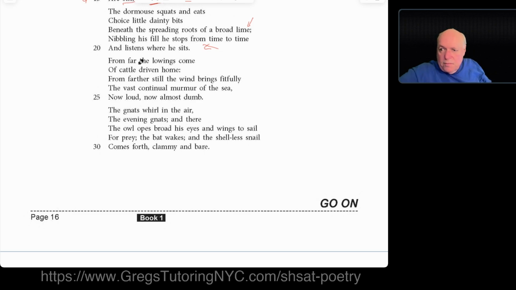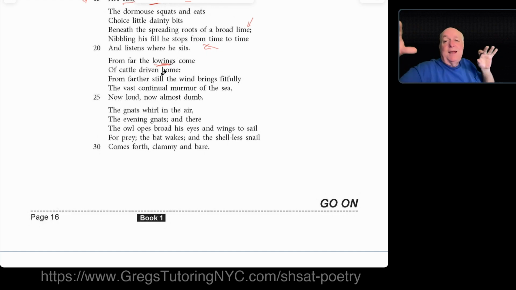"Far from the lowings come of cattle driven home." Lowings is a word you may not know. That's actually the mooing sound and so on. The onomatopoeia of that, right? So this is kind of an unfair word. I said this was from a grade 6 exam. Most adults don't even know what that word is, so that's kind of an unfair thing.